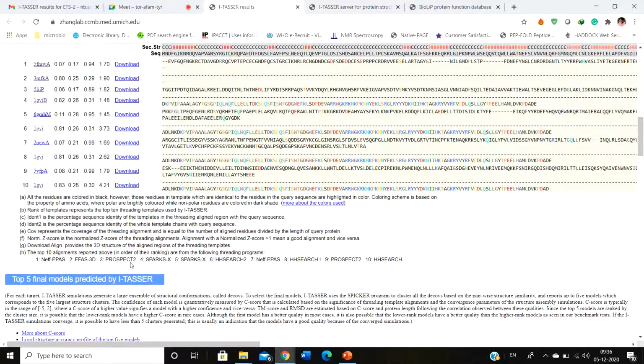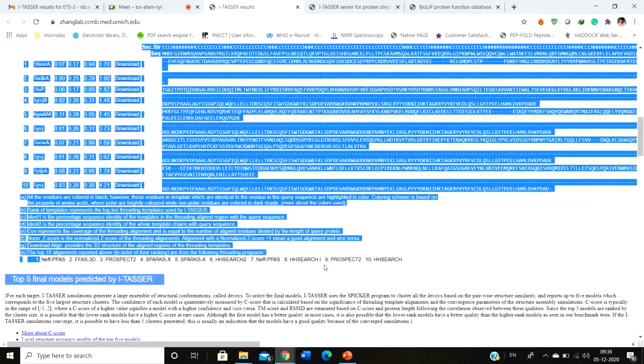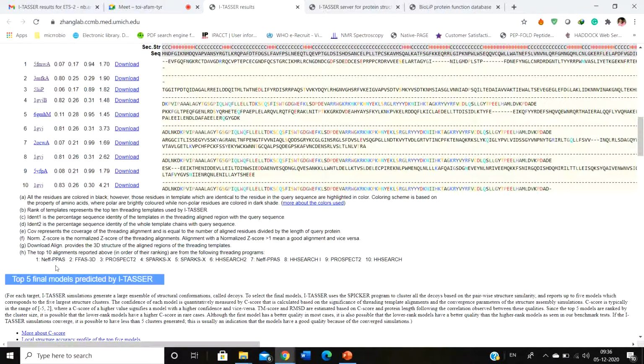And you can see that these are the threading programs that this particular server has used: NF, PPS, FFS, 3D. LOMETS, as I've told you, is composed of 7 different kinds of algorithms. Though it is more than 7, these are the algorithms that LOMETS uses for this threading alignment.